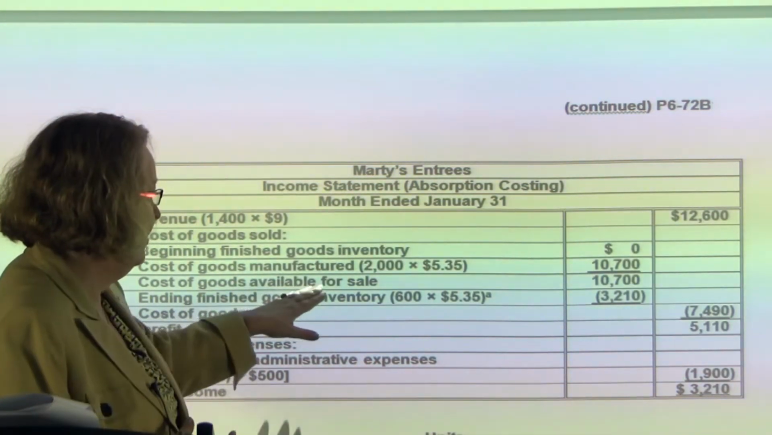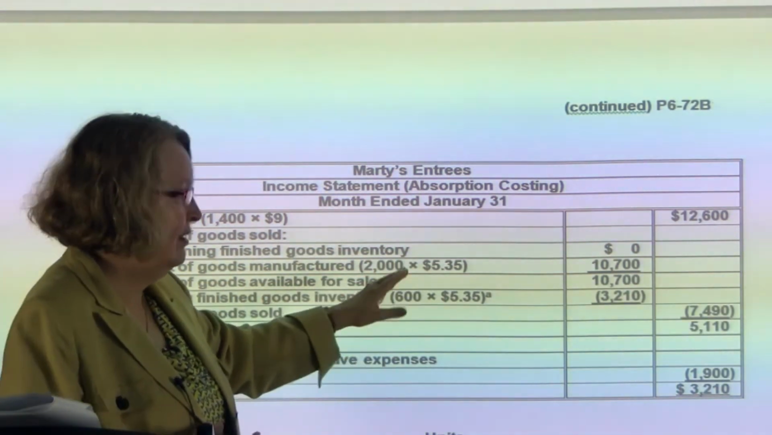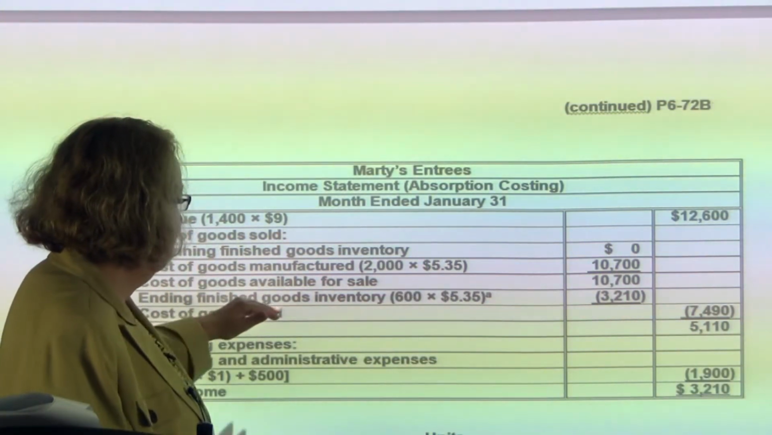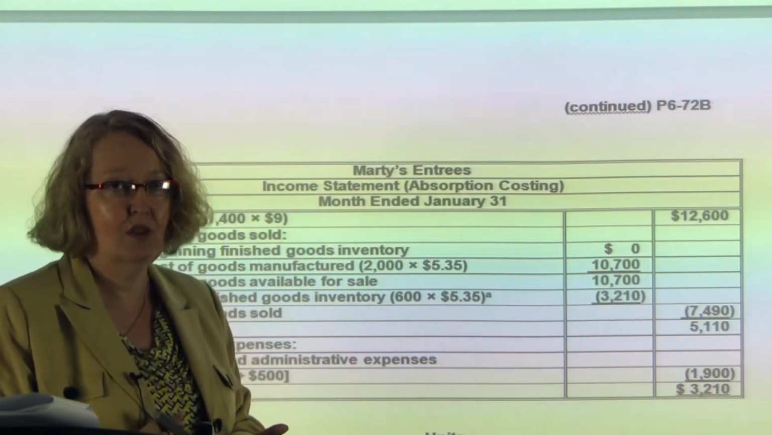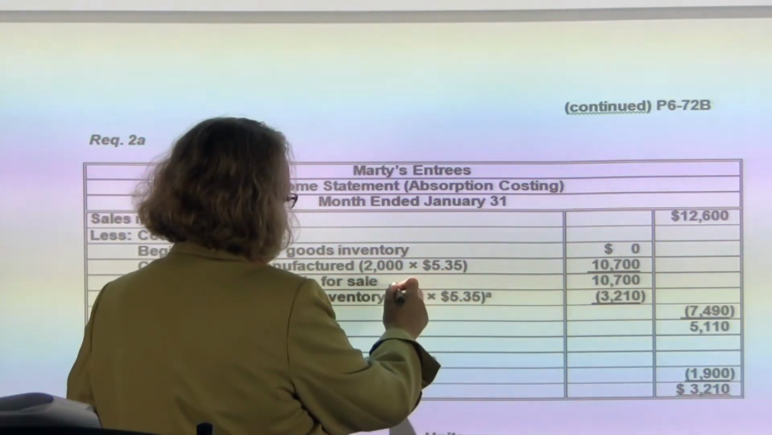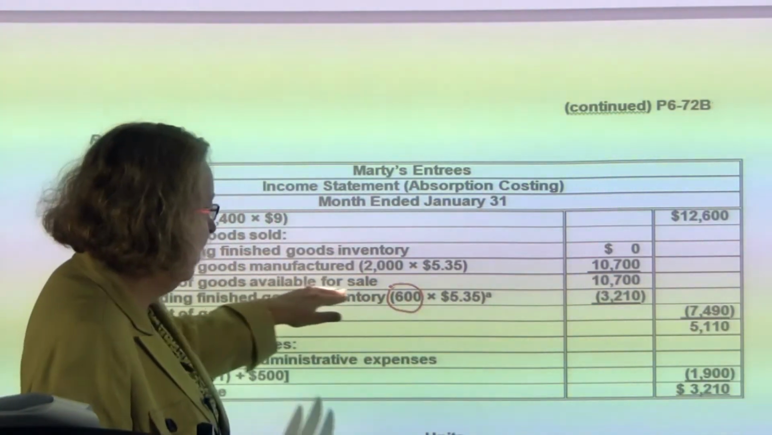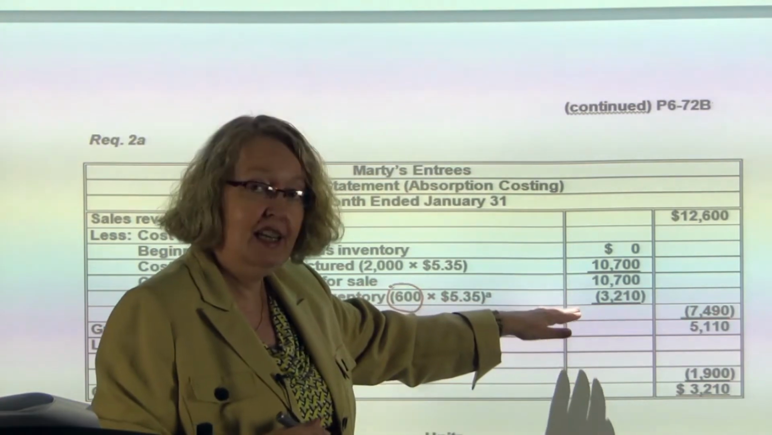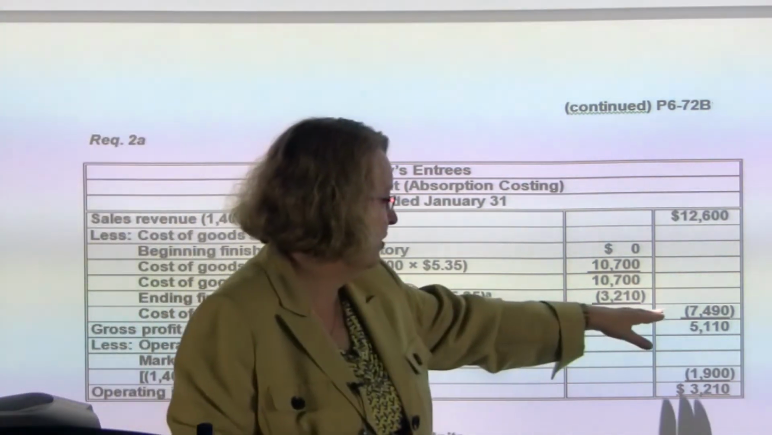So the cost of the goods that you manufactured, they made 2,000 units, and under absorption costing, it's $5.35, which we just calculated, $10,700. Your ending finished goods, it's got to be 600 because you made 2,000 meals, but you only sold 1,400, so the difference is the 600. That's what you had left. So 600, and they're valued at $5.35 each, so you're going to subtract that. What you had available for sale is everything that you made, less what you had in ending inventory, will give you your cost of goods sold, which is your $7,490.